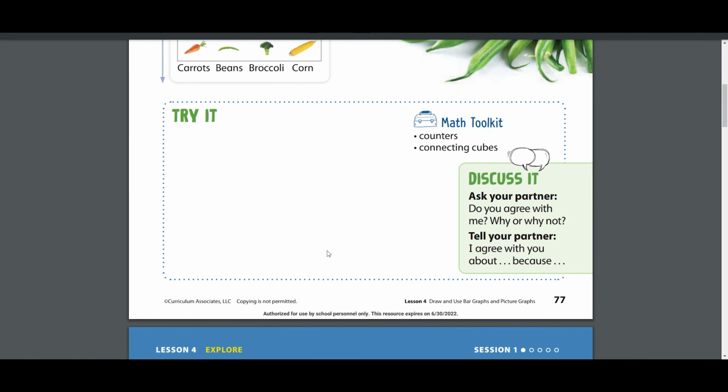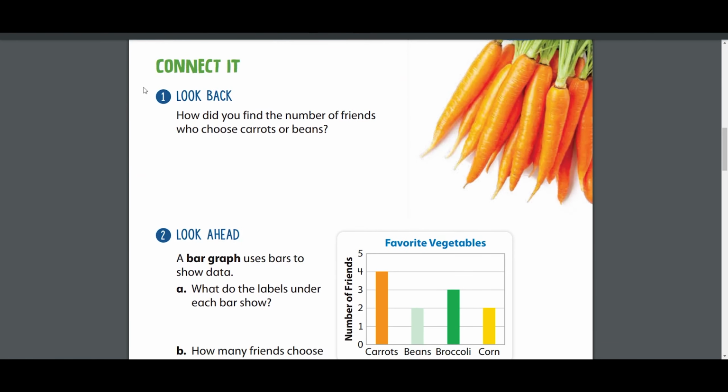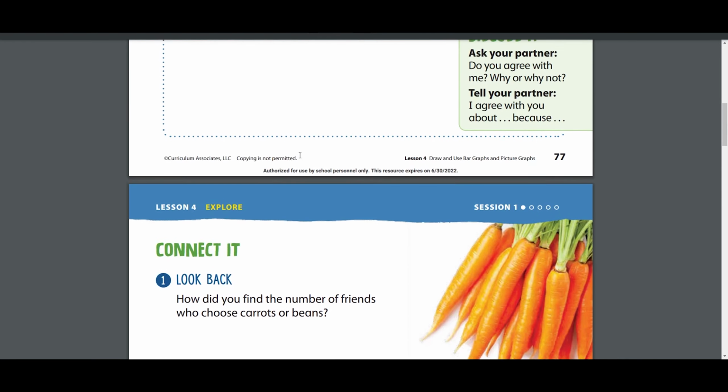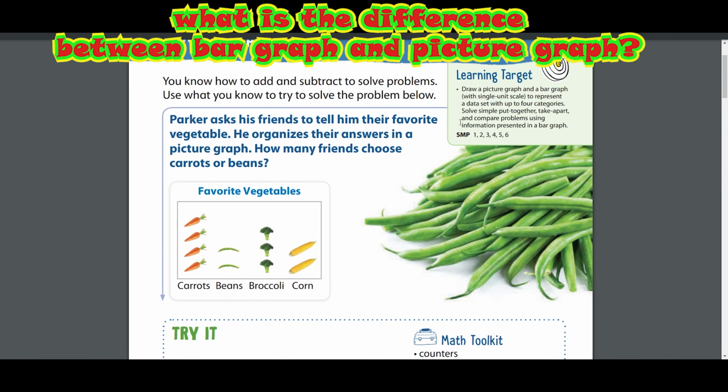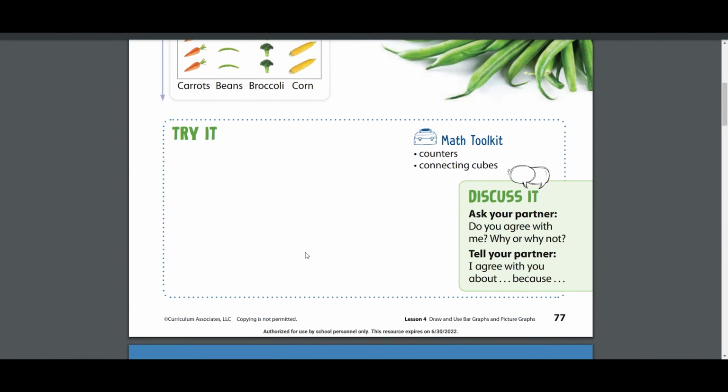Based on this, we got our first assignment. It says, look back. How did you find the number of friends who chose carrots? One way to do that is just to count how many carrots there are. We say 4 carrots, that means 4 friends. How do we know there are 4 friends? We go to our learning target that says we have to use a single unit scale. That means we're going to be using 1 as our scale, so every vegetable will represent the number 1.